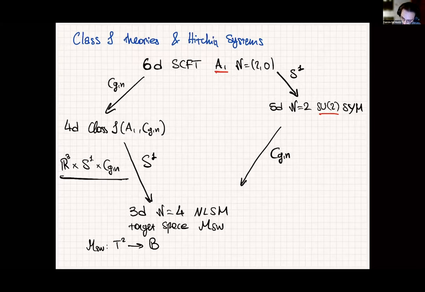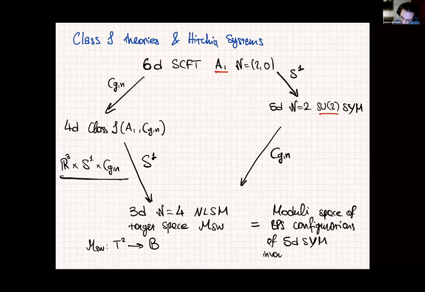So what happens is that, again, because of general supersymmetric considerations, we get this three-dimensional N=4 nonlinear sigma model, but the target space in this picture is the moduli space of BPS, so of supersymmetric configurations of 5D super Yang-Mills, which are invariant under R3 translations. So let us see more precisely what this is. So what are these configurations?